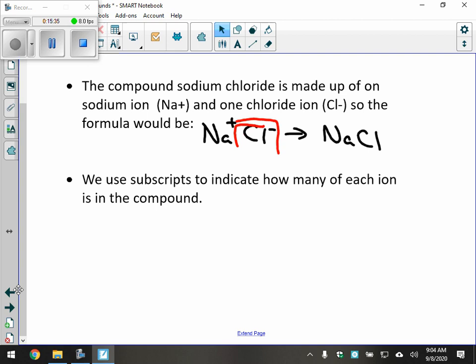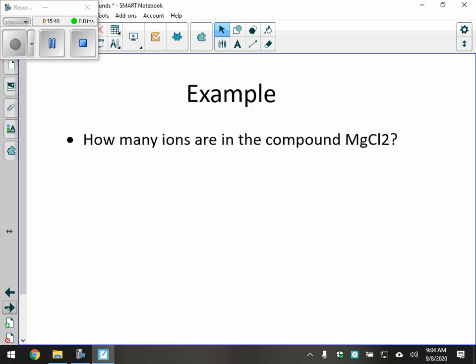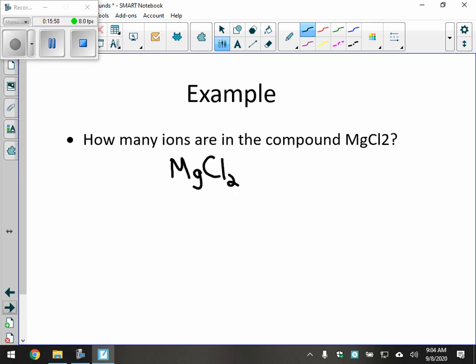We use subscripts to indicate how many of each ion is in the compound. So, for example, how many ions are in the magnesium chloride one here? What do we got here? Again, you're going to need your periodic tables out, by the way. You should have them out every day because we're going to use them every day. So magnesium chloride looks like that there. How many ions are in total here?